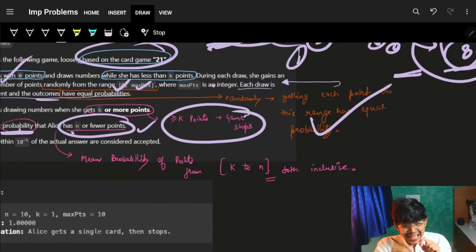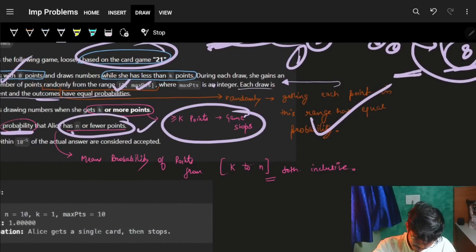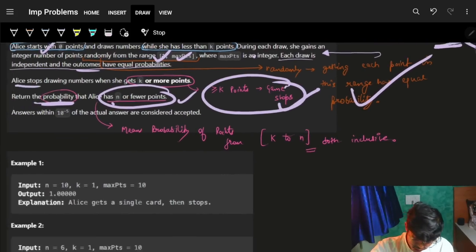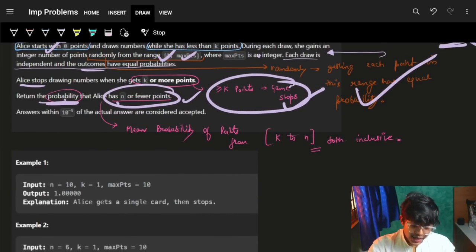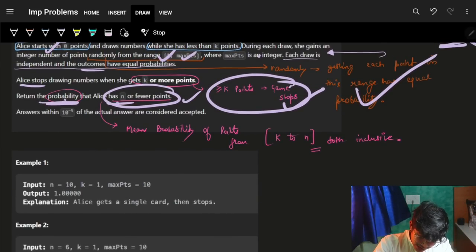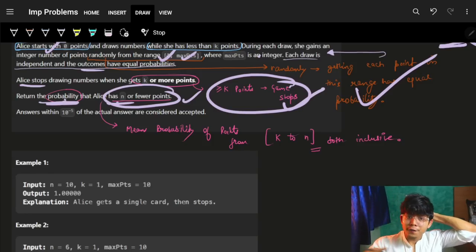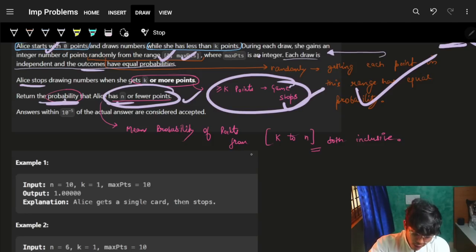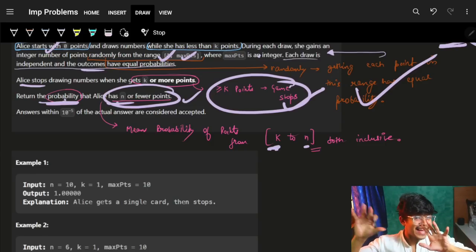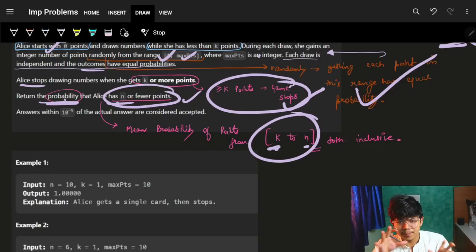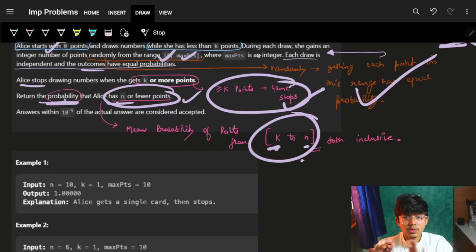And as soon as the points go more than or equal to K, Alice has to stop. Alice and I are on the same team, so we will play accordingly. And also, we have to return the probability that she has N or fewer points. She will stop at K points and has to accommodate up till N points. So I have to find the probability sum from K to N points.